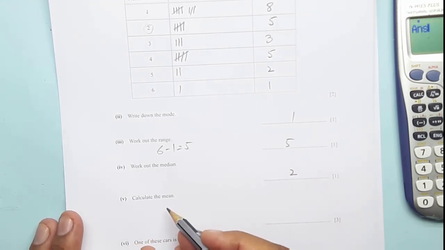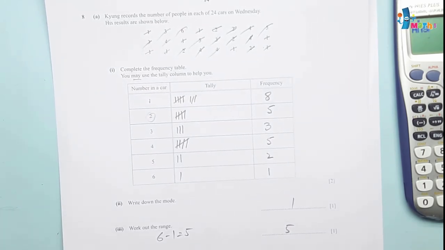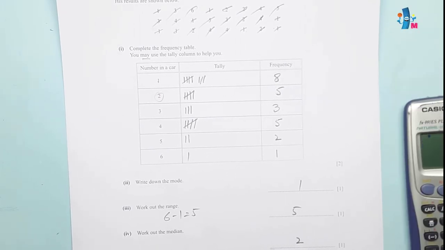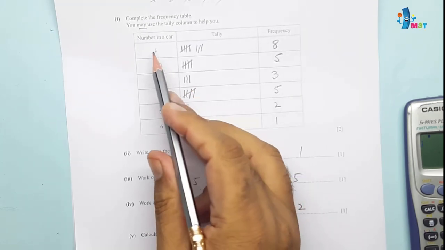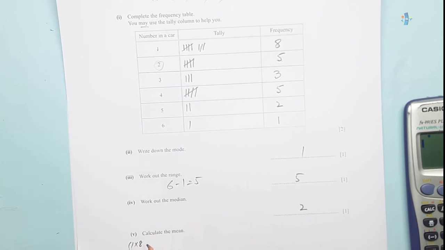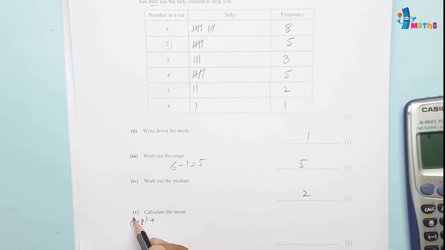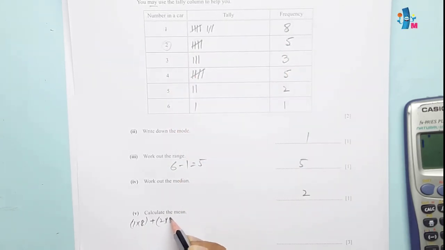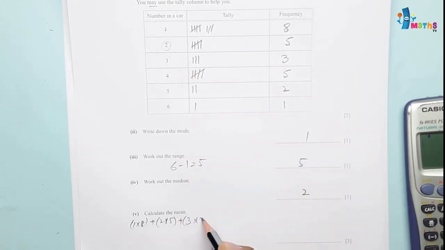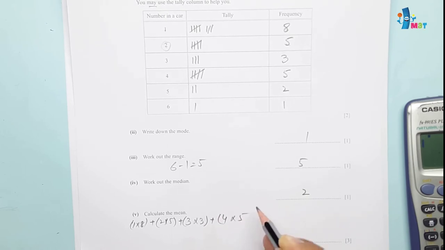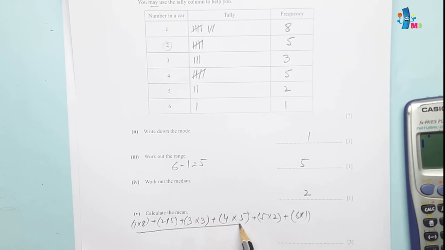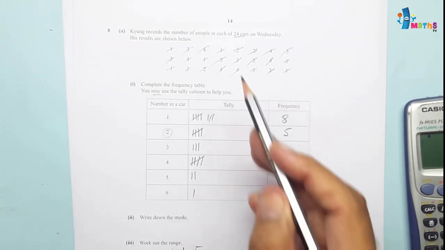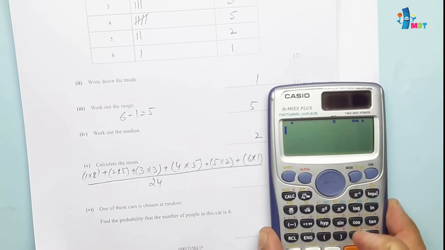Then comes calculating the mean, which is adding all the numbers and dividing by 24. So to calculate mean, we have to multiply this with this and this with this and add them. I will write here 1 multiplied by 8, I'll move a little above, okay, now this is correct, plus 2 multiplied by 5, plus 3 multiplied by 3, plus 4 multiplied by 5, plus 5 multiplied by 2, then 6 multiplied by 1, and divided by the total number, which is 24. So we will divide this by 24 and use a calculator to solve this.